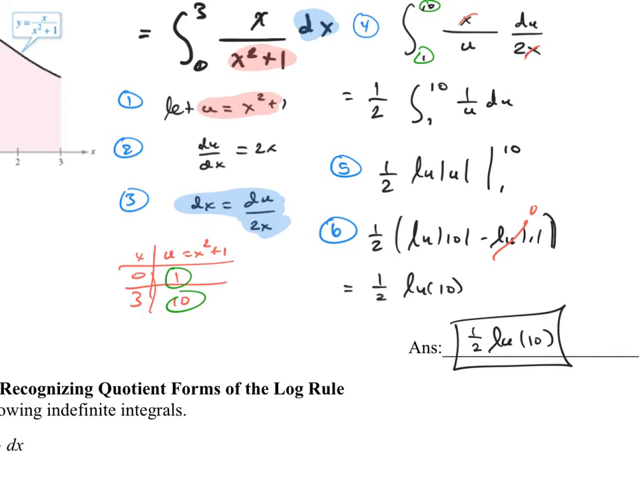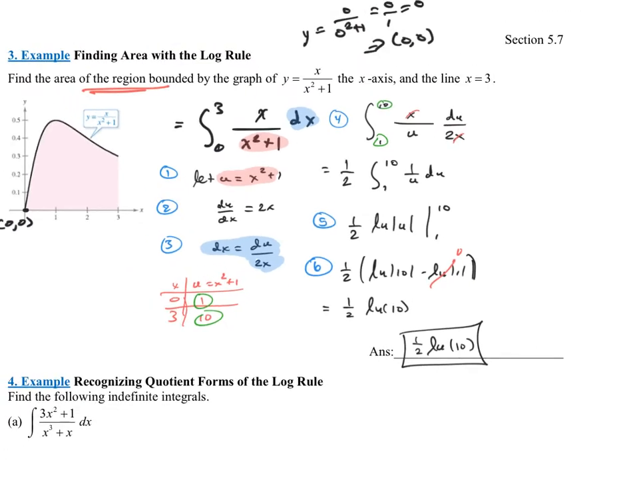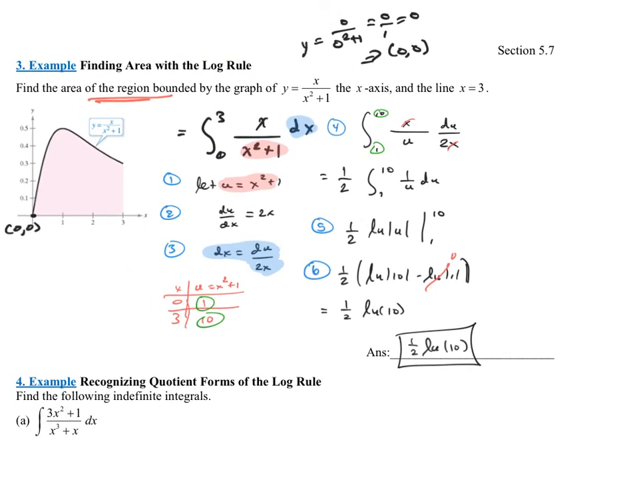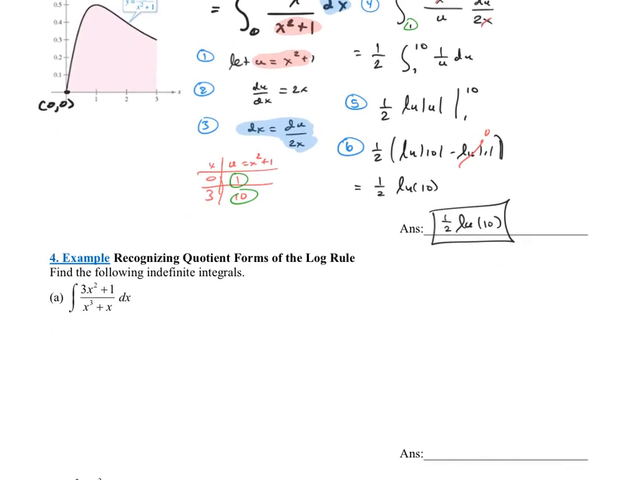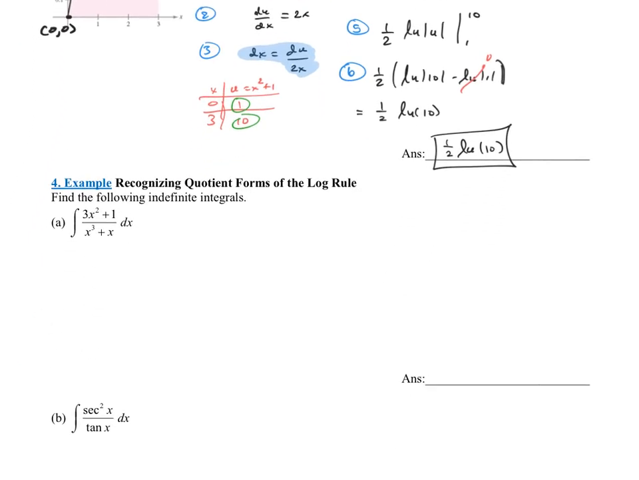So that's the exact answer, 1/2 times the natural log of 10. I looked in the book, and the book also estimates it as a decimal. It didn't ask you to estimate it as a decimal, so I'm just going to leave it as the exact answer. Okay? Let's go ahead and move on. Let's look at the next problem right here.